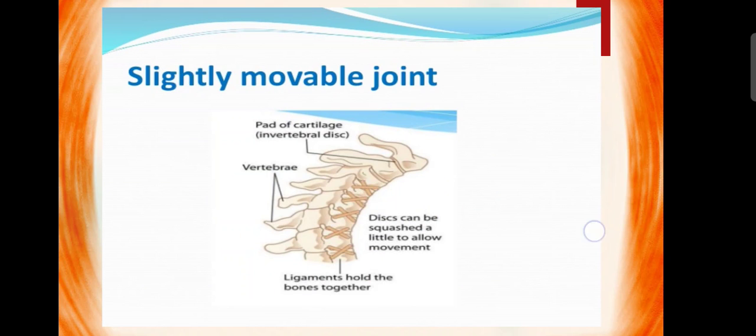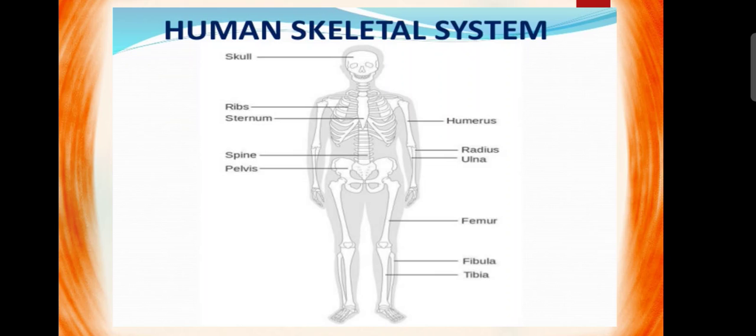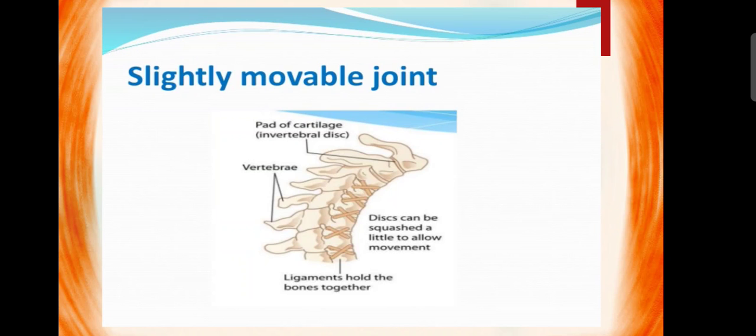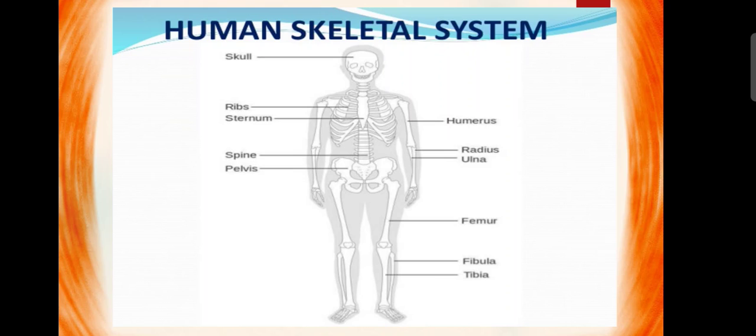Slightly movable joints. Children, the joints which can move slightly are called slightly movable joints. They are present in our back also. We can move backward a little, right? This is all about the different kinds of joints.